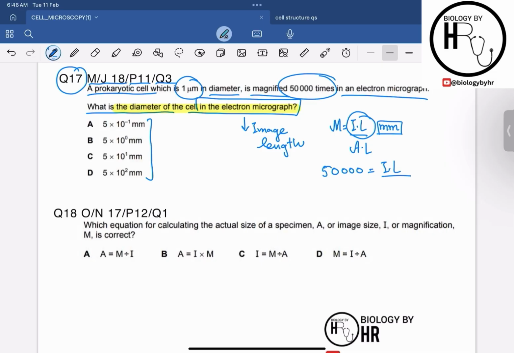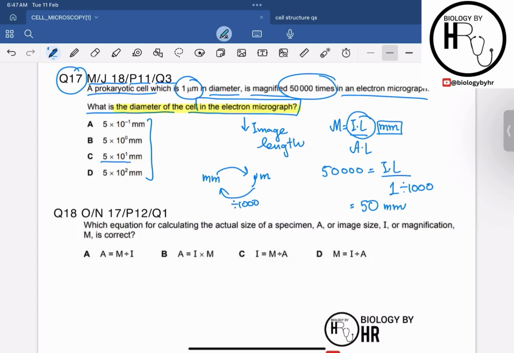Now over here they have given us the value in micrometers, right? So how can we go from micrometers to millimeters over here? By dividing it by 1000. Now it's your choice. You can solve it in micrometers first and then convert it into millimeters, or directly convert it into millimeters, right? So we are going to divide 1 by 1000 and then multiply the value by 50,000. The answer that we will get is 50 millimeters, right? The answer we are getting is 50 millimeters, and let's see where is 50 millimeters over here.